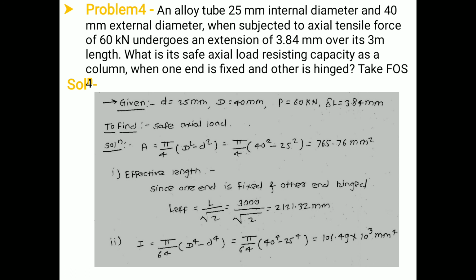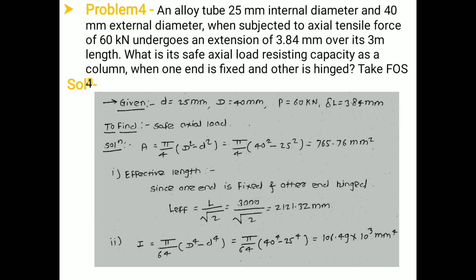But if you observe this statement carefully, the value of E is not given. So first of all, we will require to find out the value of E by using the formula PL upon AE is equal to delta L. That we are going to discuss in the coming step. So we have to find out the safe axial load.